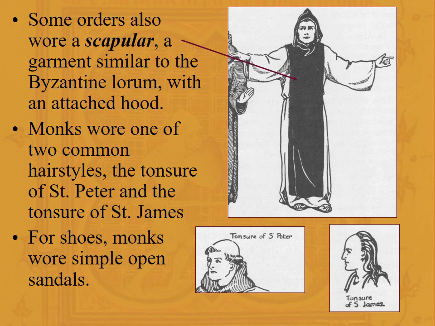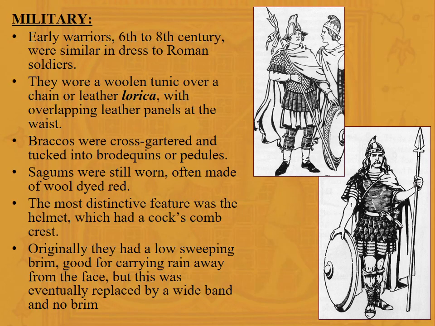interesting hairstyles. There's two common hairstyles you'll see in medieval and Dark Age monks. One are known as tonsures. So we have two. The tonsure of St. Peter, which is kind of a round hole in the middle of your hairstyle, and the tonsure of St. James, which is pulled back. Both are supposed to emulate halos of the saints. And then simple sandals for shoes.